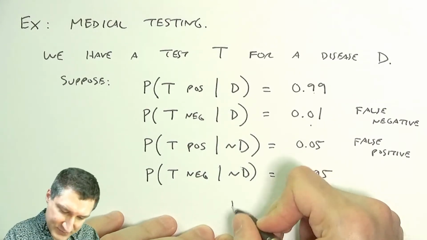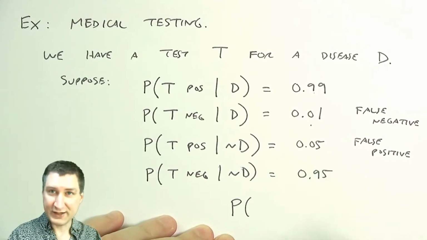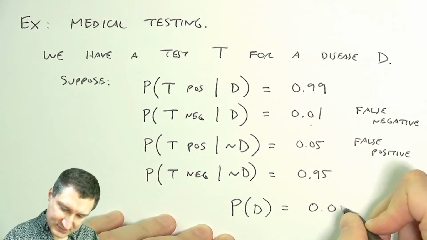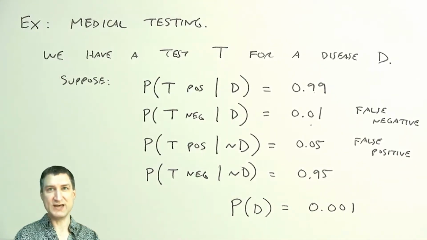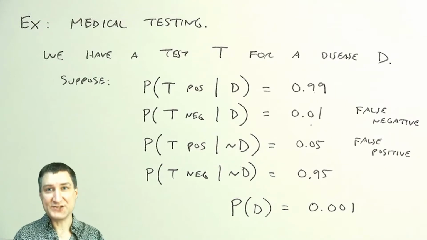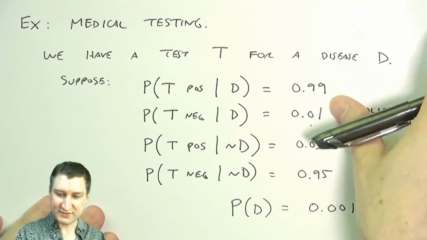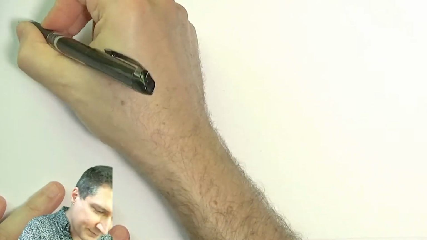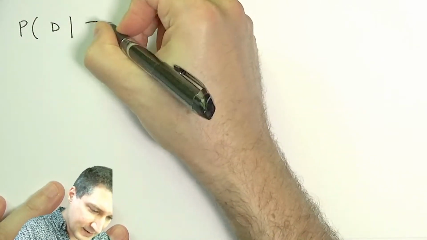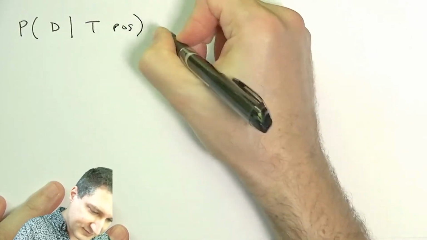And let's also suppose that we know from looking at all the people that come into hospitals that the probability of the disease is pretty small. This is not widespread. It's a rare disease. 1 out of 1,000 people has this disease, okay? So now we do a test and we want to find out what's the probability the patient has the disease given that the test was positive. That's a very natural thing to ask. So, probability of disease given that the test is positive.